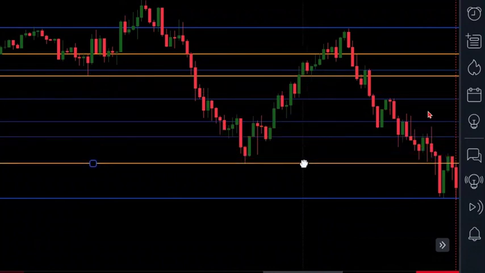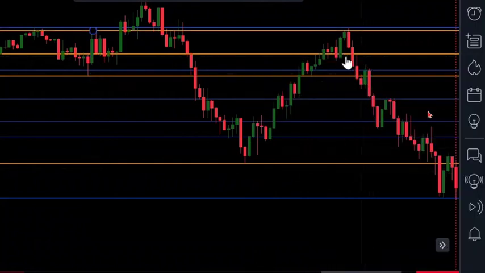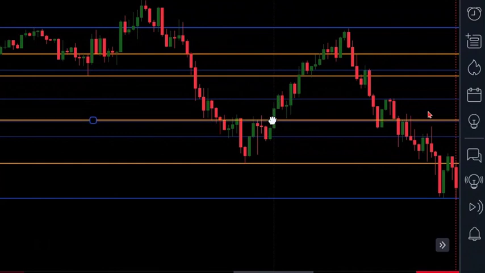Exactly. Now clone it and put it at the top of that wick, just so we can know, if price comes back up, that candle should push price back down. So remember that this block right here may stop us from getting to those blue lines that we just drew, because it's a mitigation block.